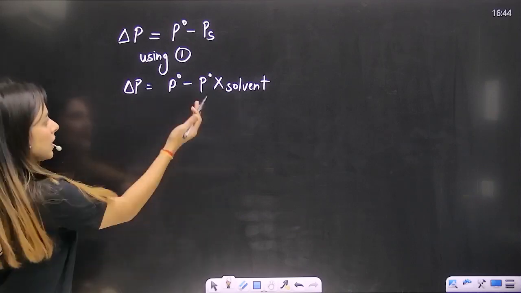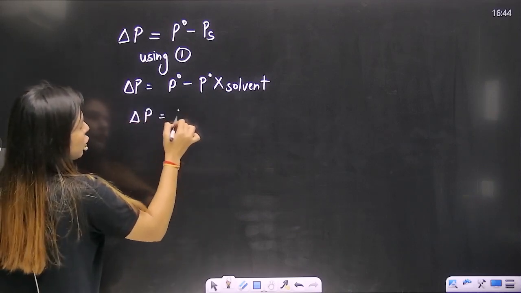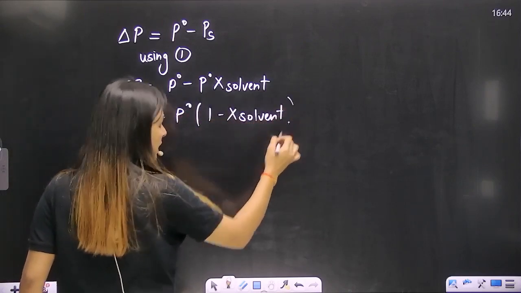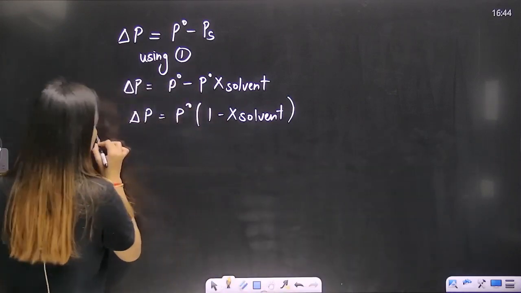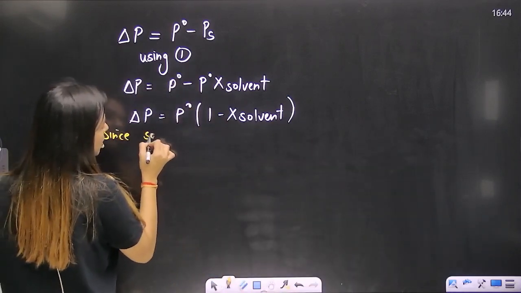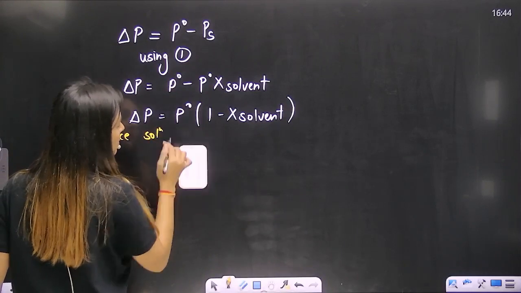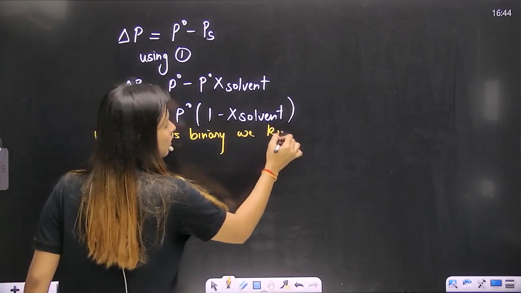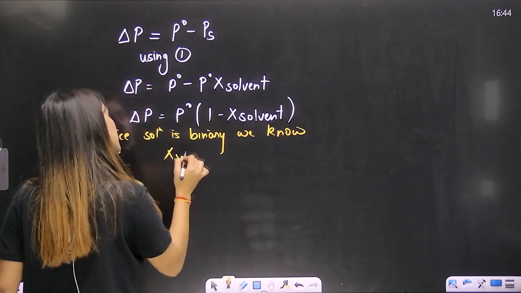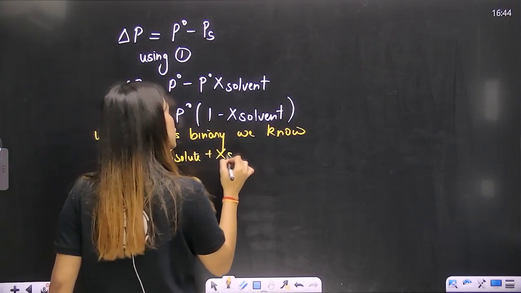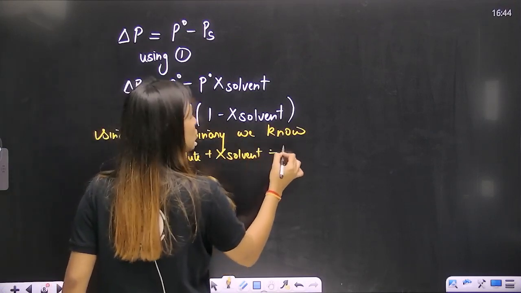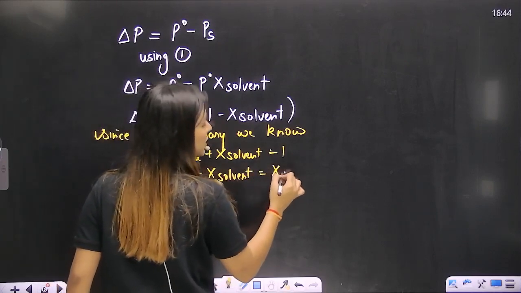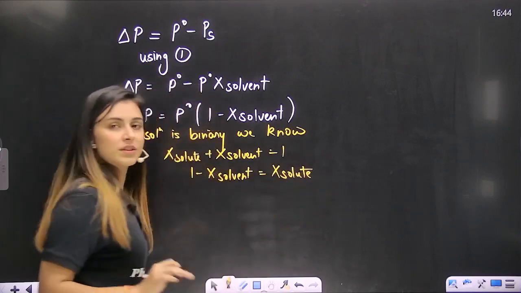So what did I get? I'll take P naught common. This will be 1 minus mole fraction of solvent. I know that the solution was binary. Since the solution is binary, we know that mole fraction of solute plus mole fraction of solvent is equal to 1. So 1 minus mole fraction of solvent will be equal to mole fraction of solute. I hope this is clear to you.